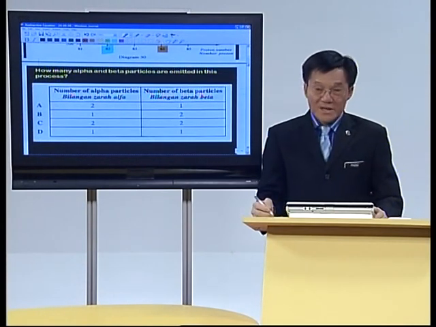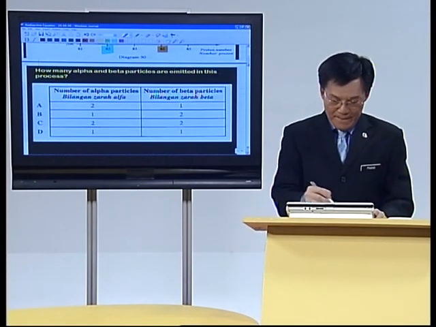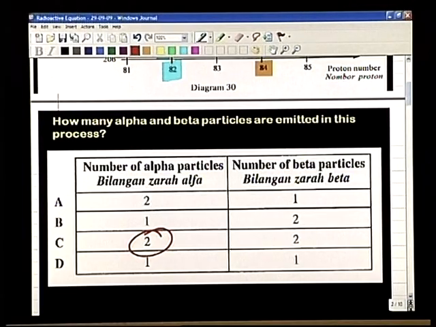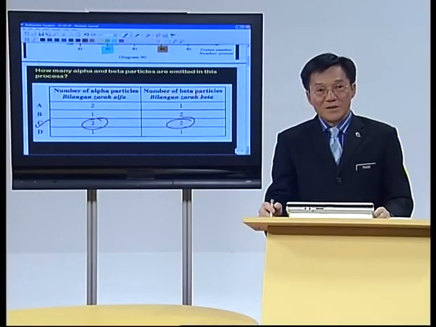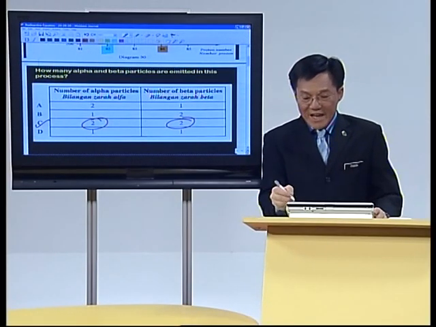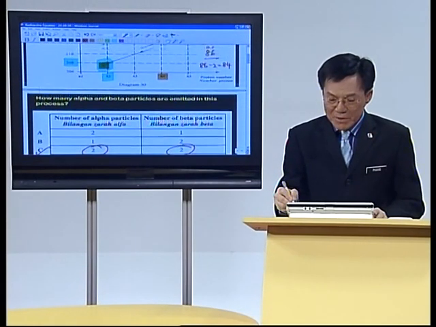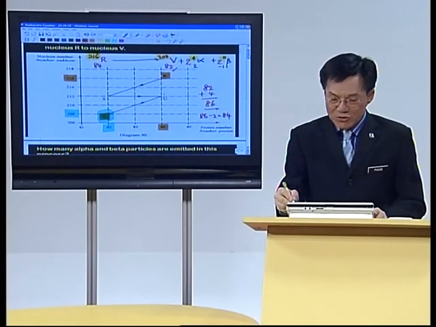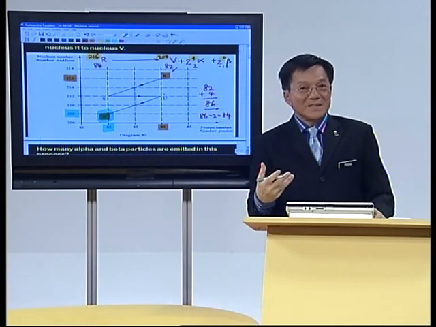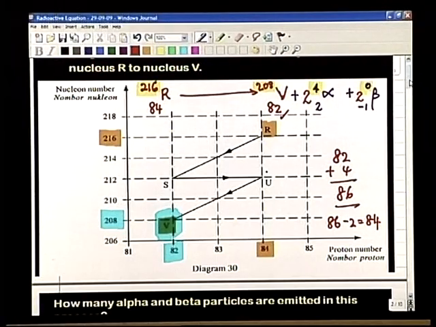Alright, let's take a look at the answer. 2 alpha particles, 2 beta particles. So we know that C is our answer for it. So the method I have explained is very simple, but you will have to keep on answering questions like this. Answer a few questions. Answer 1, 2, 3, 4. As many as you can.